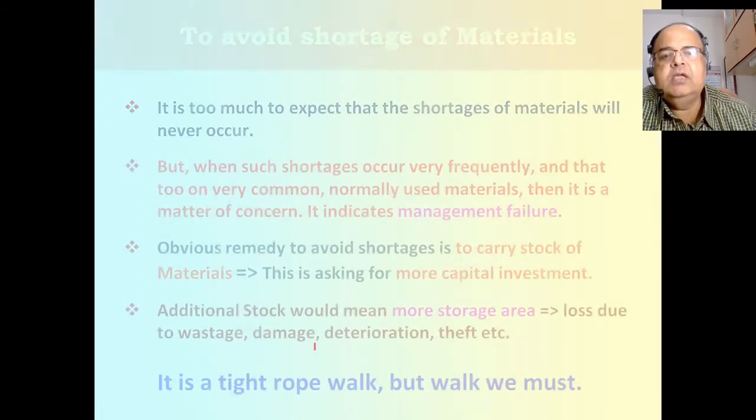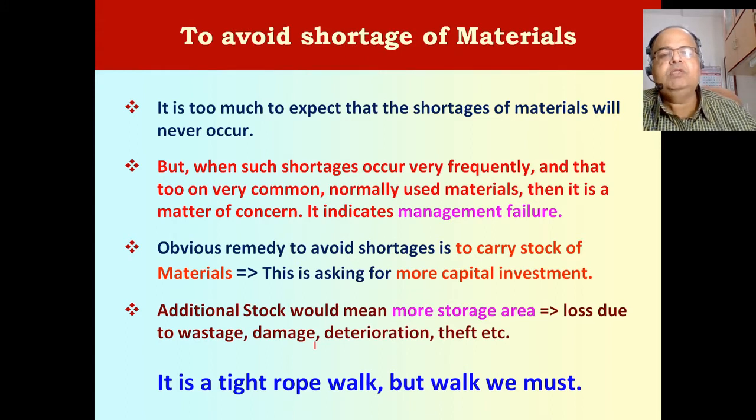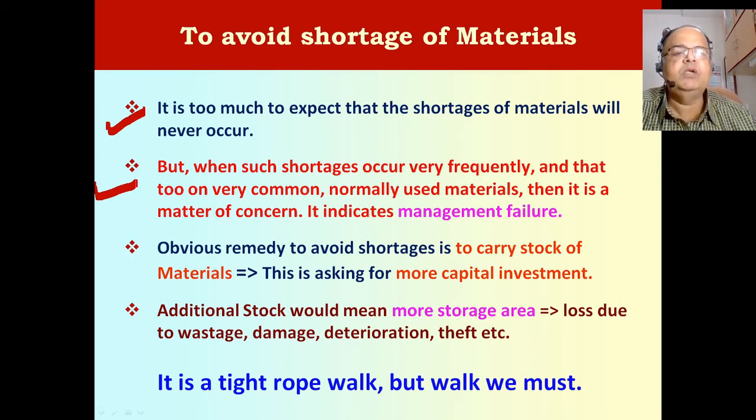Now, let us talk about how material shortage can be avoided, that is, how materials can reach the construction site in time. Of course, it is too much to expect that shortage of materials will never occur. Yes, it is quite possible that sometimes things go wrong and the materials do not reach the site in time. But if such shortages occur very frequently, and that too for very common, normally used materials like steel or even cement, then certainly it is a matter of concern, because that indicates management failure.